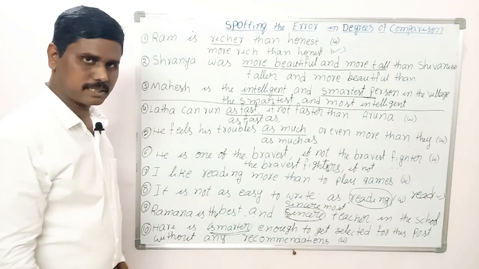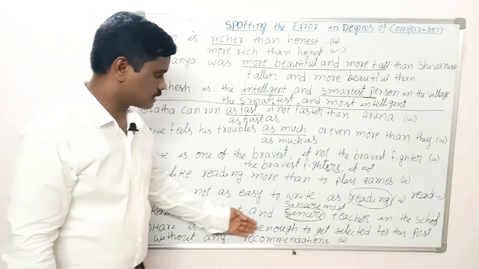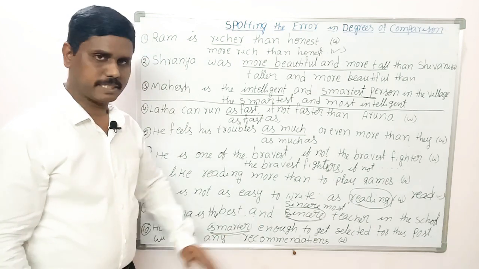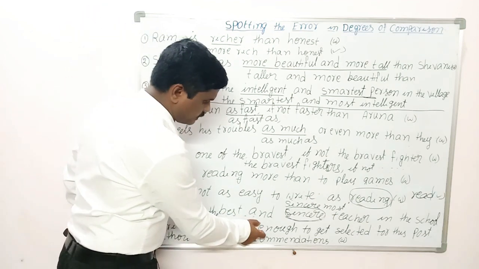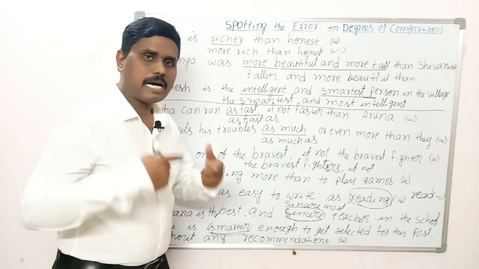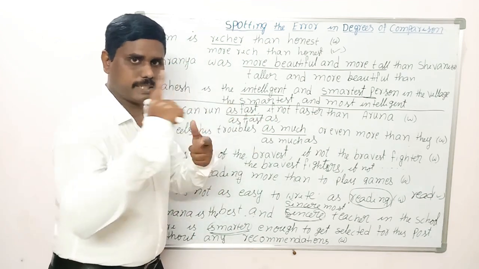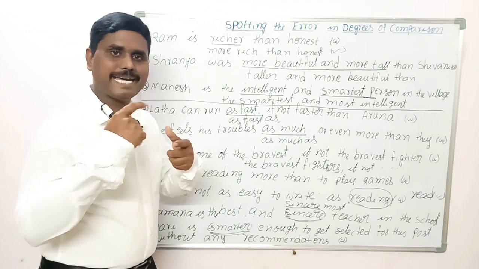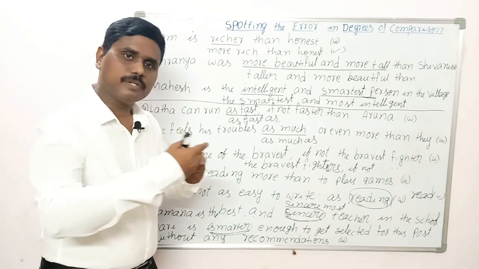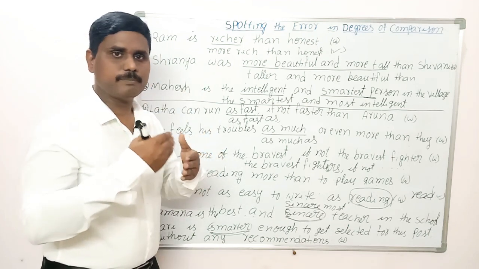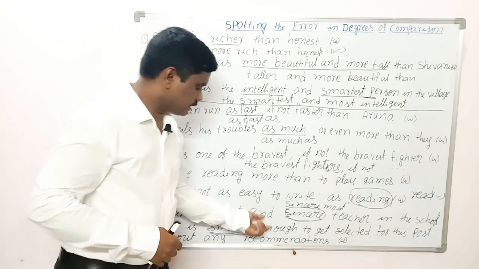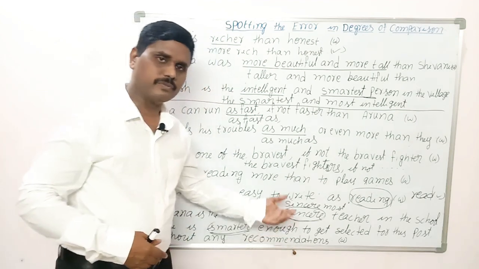Now let us see another sentence. Hari is smarter enough to get selected for this post without any recommendations. Here the word enough is very important. We use the word enough after an adjective. Point number 1, we use enough after an adjective. Point number 2, we use enough before a noun. So depending on the parts of speech, the place of enough is decided.